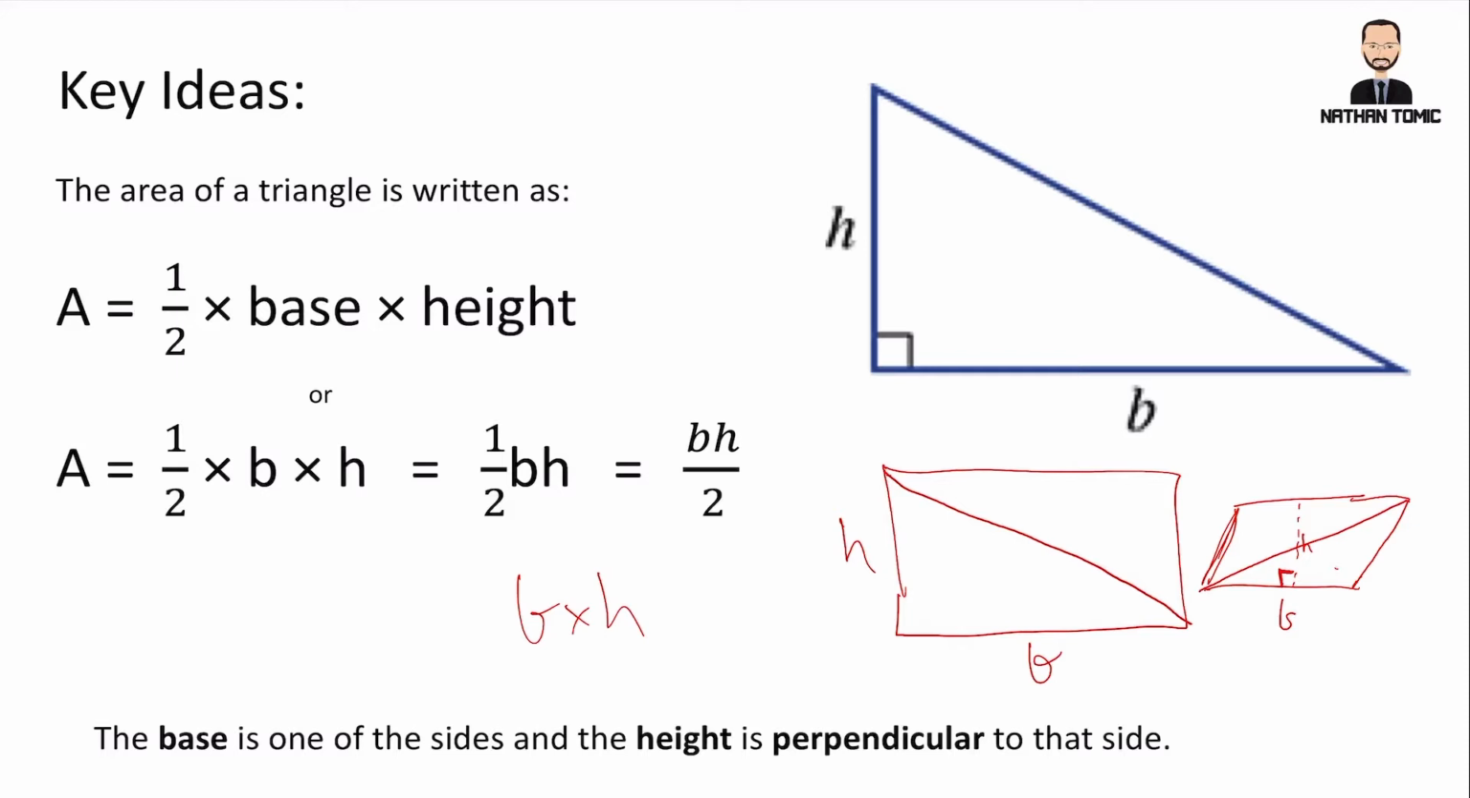And so that is where we get this idea that the area of a triangle is actually half of the area of a parallelogram with the same base and height measurements. So that's the relationship between triangles and parallelograms, and to a further extent also to rectangles.